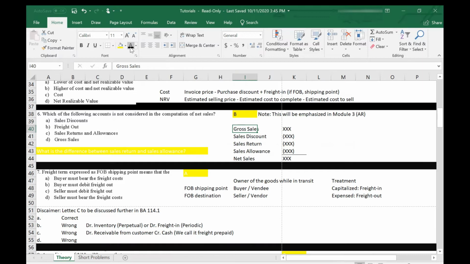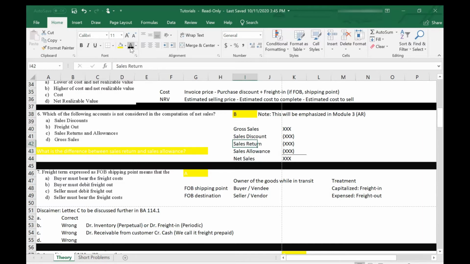So how do we compute for net sales? Again, this topic will be discussed, I think, in Module 3 when you discuss AR. But for the sake of discussing, let's discuss this. So how do you compute for net sales? It's gross sales minus sales discount minus sales returns minus sales allowance. And when you get the net amount, you'll get net sales.